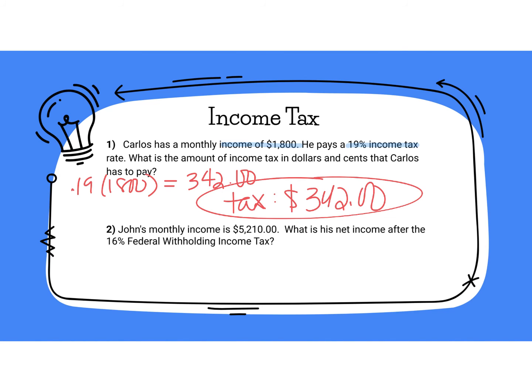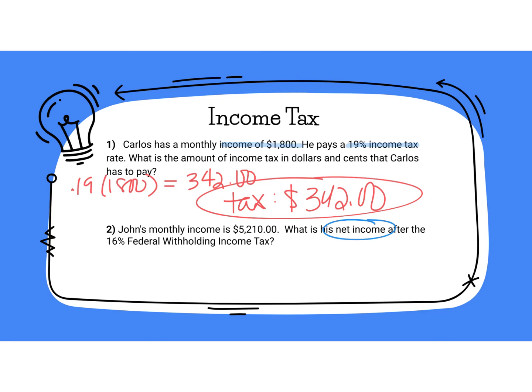Okay, let's take a look at number 2. It says John's monthly income is $5,210. What is his net income after 16% of federal withholding taxes are withdrawn? So the first thing we have to ask ourselves is, what is net income? Net income is the amount of money an individual takes home after taxes have been applied and deducted from your paycheck.